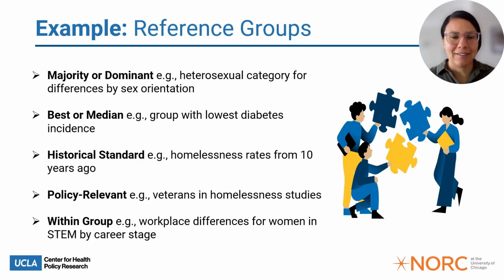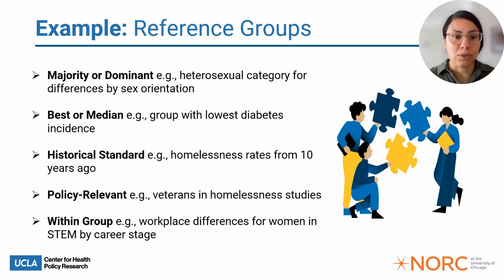When analyzing differences by group, it is quite common to choose reference groups and report results based on that reference. For example, the most common practice is choosing the majority or dominant group. So if we're analyzing differences by sexual orientation, it would be pretty common to use the heterosexual category as a reference group. We can also just choose the best or median. So for example, choose the group with lowest diabetes incidence if we are reporting this by race, for example.